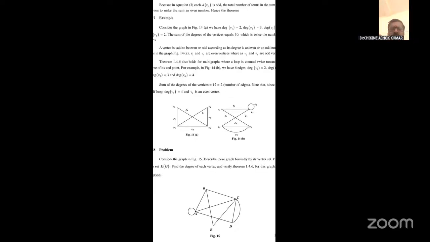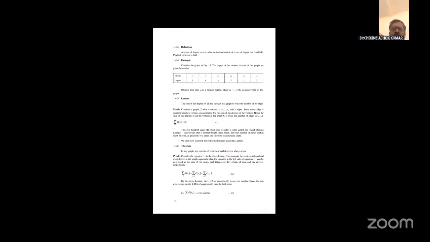Next topic, subgraphs. All these are the examples. Next, subgraphs. A subgraph is a graph where, from the graph, we delete a few edges, a few vertices, then frame a new graph. That graph is known as a subgraph.